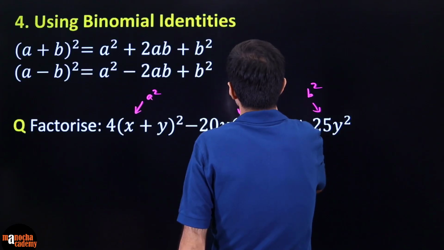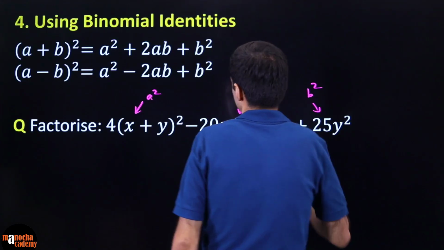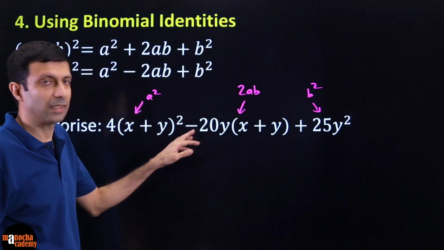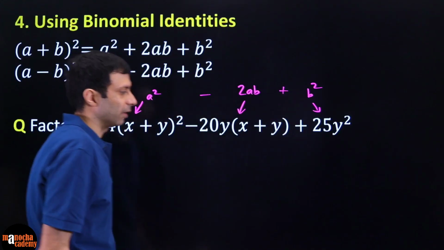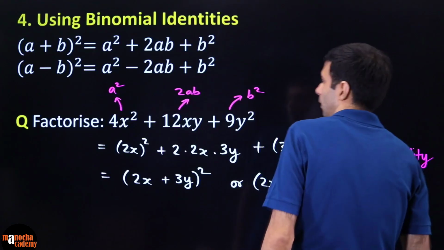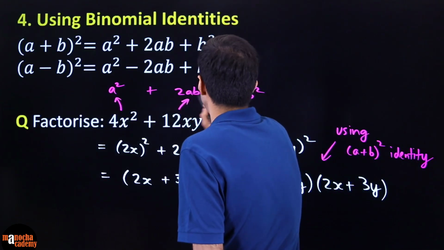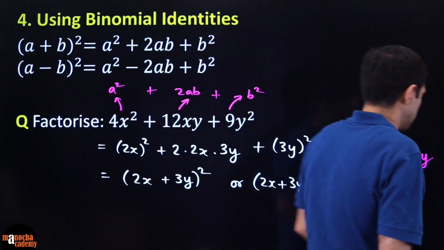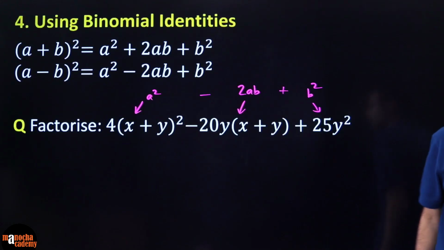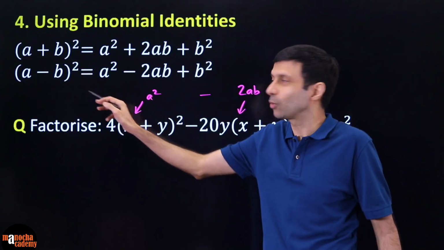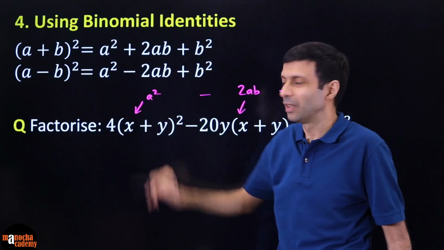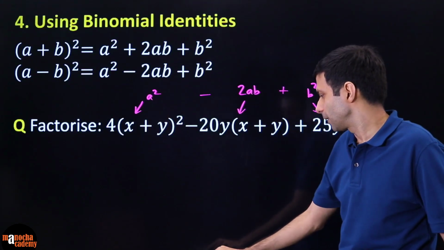And we need to check if this guy is like our 2ab. But you can see there is a minus here. So a square minus 2ab plus b square. Last time we had a square plus 2ab plus b square. So which identity will we use here? Definitely looks like we are looking for the (a minus b) whole square identity because there's a negative term here. So now go ahead and try it out.